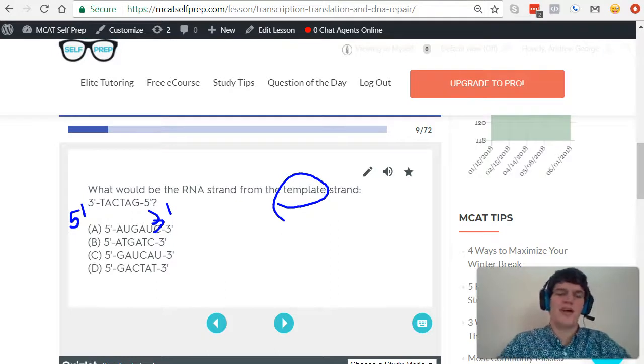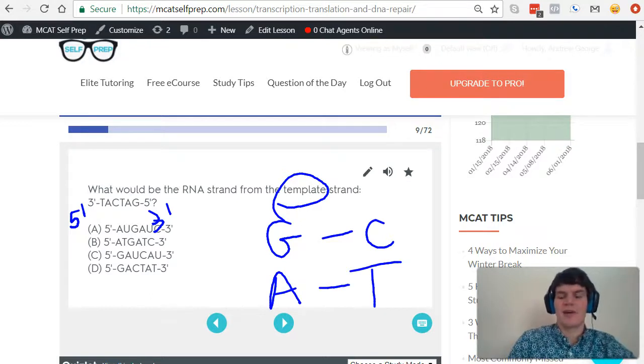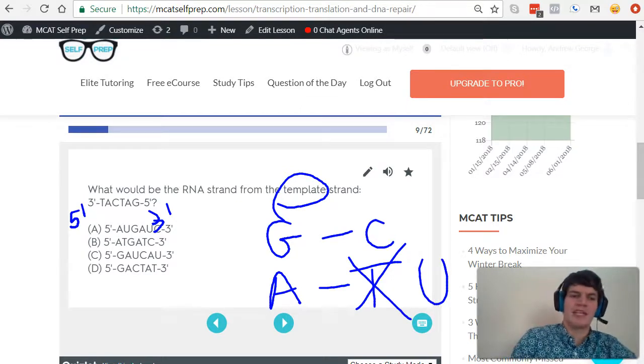Now, before we go ahead and transcribe this DNA strand, let's remember that guanine binds to cytosine and adenine binds to thymine, right? But when we're dealing with transcription, instead of having a thymine in mRNA we have uracil. Let's keep that in mind as we approach this, otherwise we'll get the wrong answer.